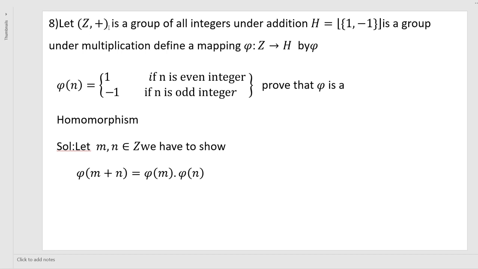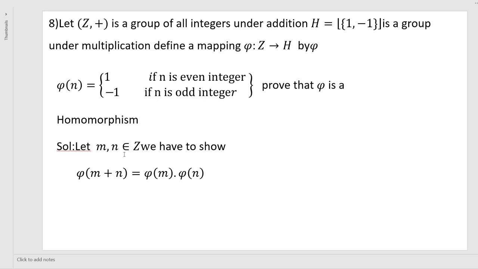Let Z, plus be the group of all integers under addition. H = {1, -1} is a group under multiplication. Define a mapping phi from Z to H by phi(n) = 1 if n is an even integer, and -1 if n is an odd integer. Prove that phi is a homomorphism.